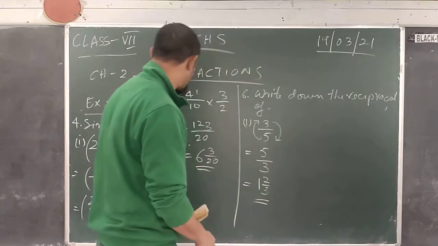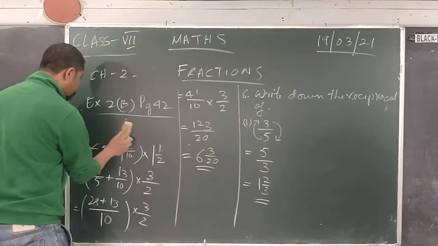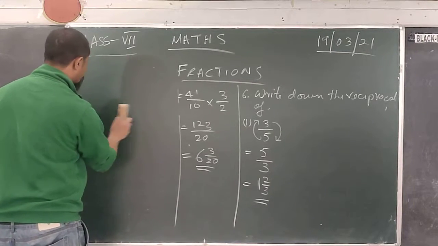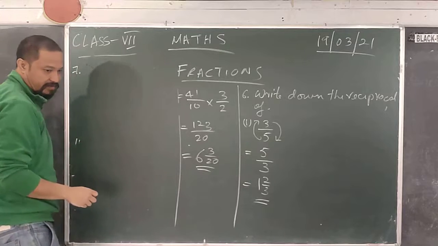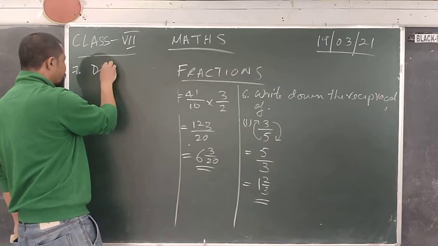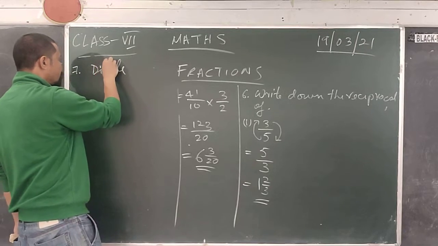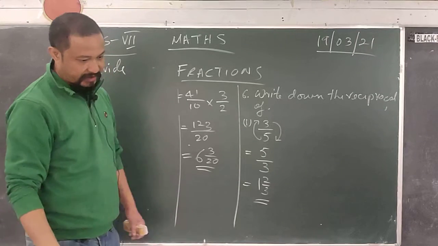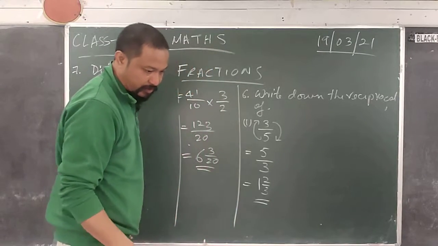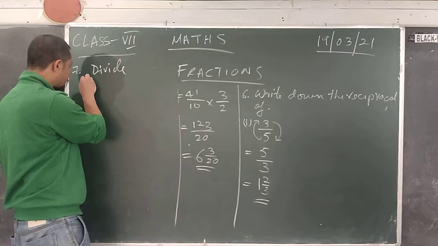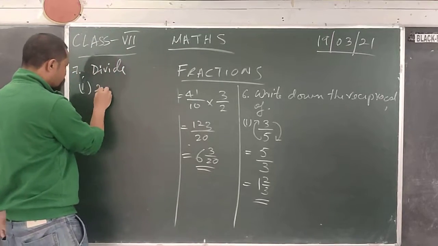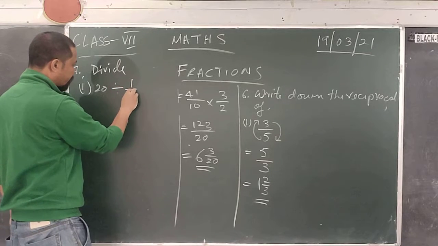Okay, now let's go on to number 7. I'll have to rub this. Number 7 states divide. Okay, so now when we come to divide, as I told you, in division you have to find the reciprocal. Okay, so let's see how we go about it. So the first one is, as I teach, I'll explain, you should understand. 20 divided by 1 by 5.